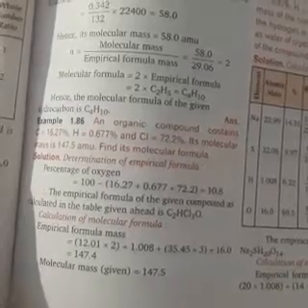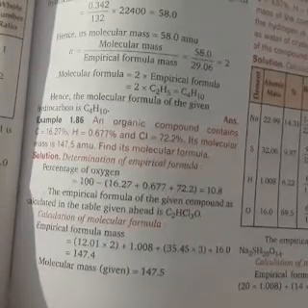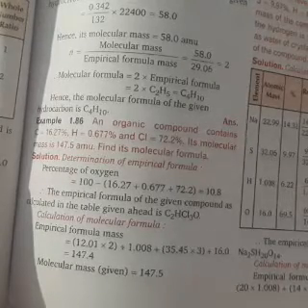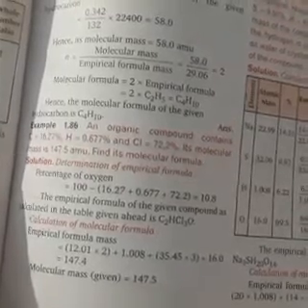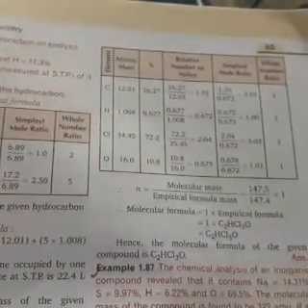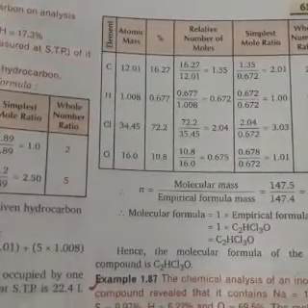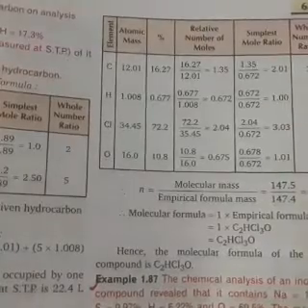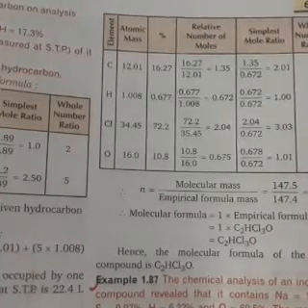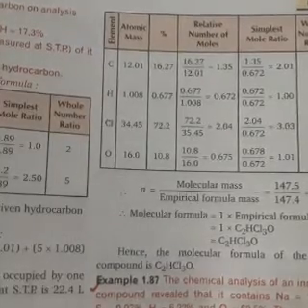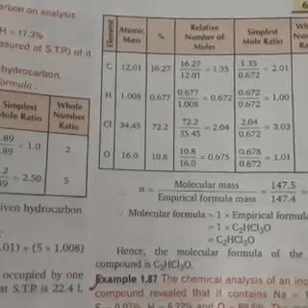Now the calculation of empirical formula mass. We will calculate the empirical formula mass later. First of all we have to calculate the whole number ratio. You get the percentage value of each element, and the relative number of moles you calculate by dividing the percentage of each element by its atomic mass. You will get the relative number of moles.